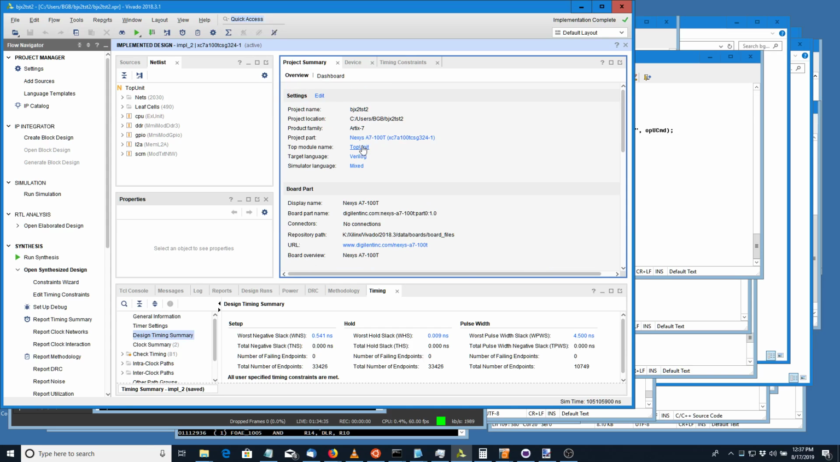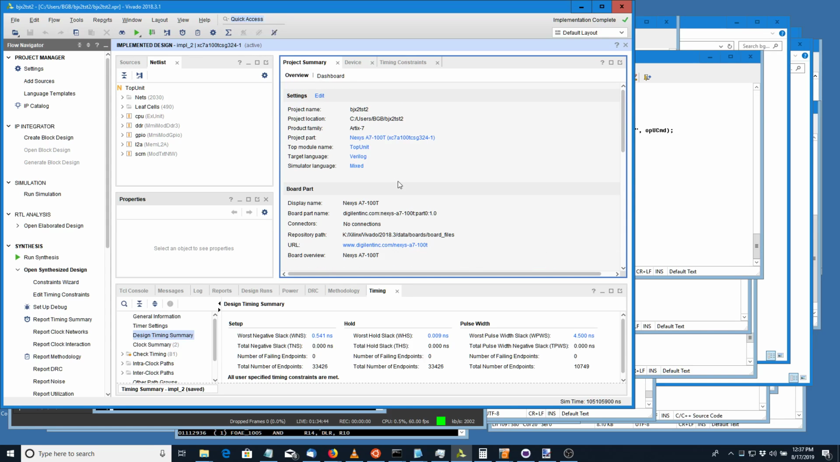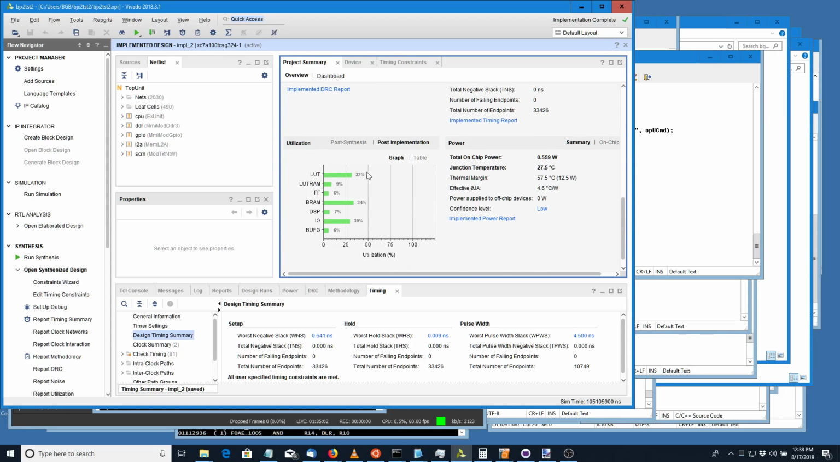This is for an Artix 7, the Nexus A7, well, yeah, Artix 7 with 100T, so considerably a bit bigger than the Spartan 7 ones I also target. So it only uses a third of the Artix 7 in this case, but it would have used pretty much the entire budget of the Spartan 750.